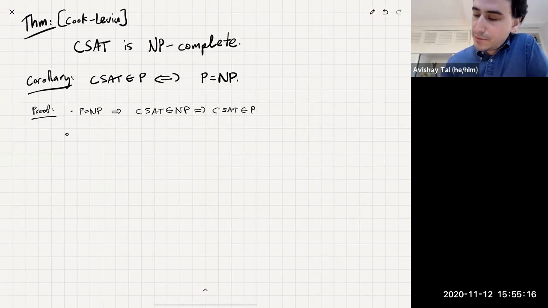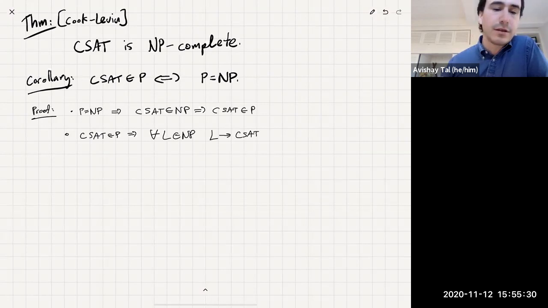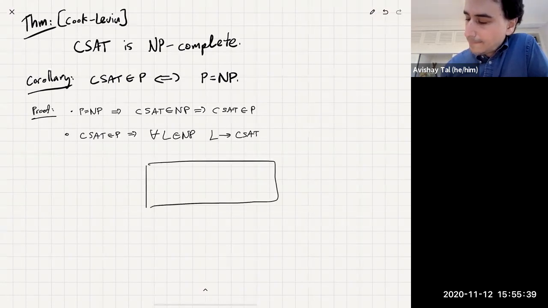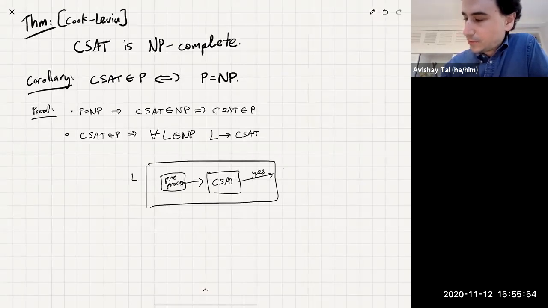The other direction, so let's assume now that CSAT is in P. Then what do we know? We know that for every language L in NP, there's a reduction from L to CSAT, right? Or if you remember, what does a reduction mean? It means that there's like a black box solving L, where you do some pre-processing, and then you apply an algorithm for CSAT, and then if it says yes, you output yes, and if no, you output no.